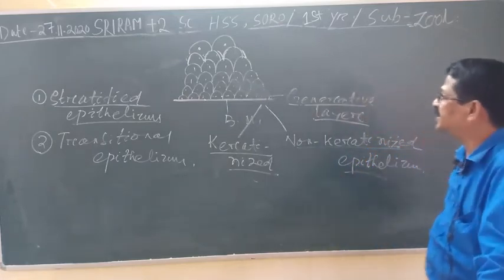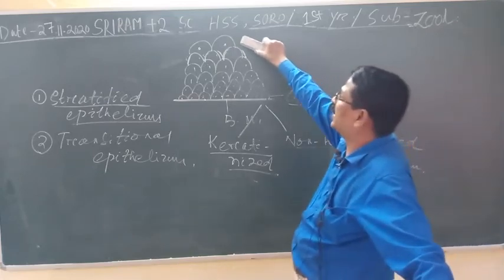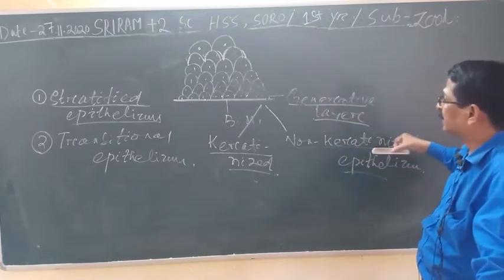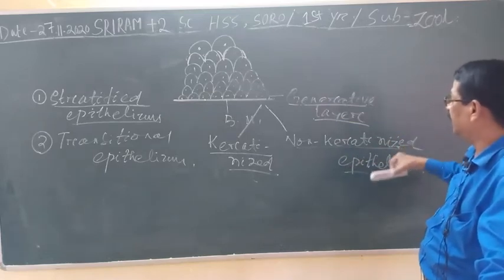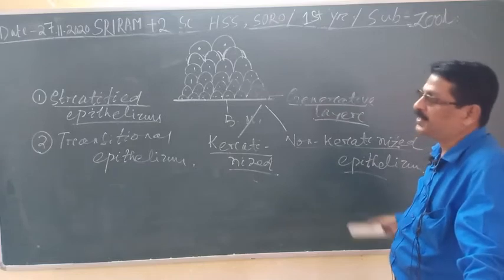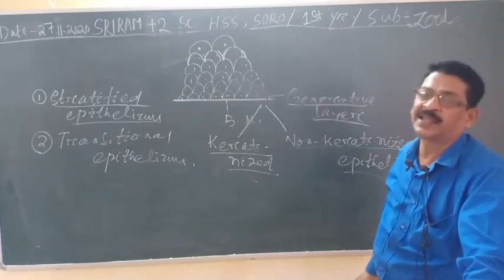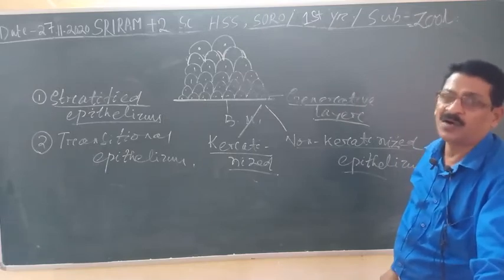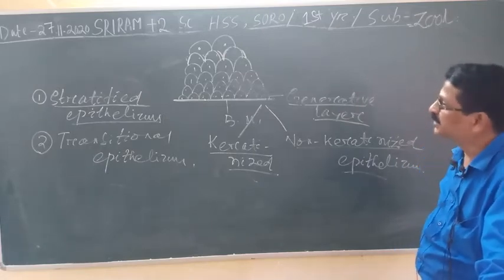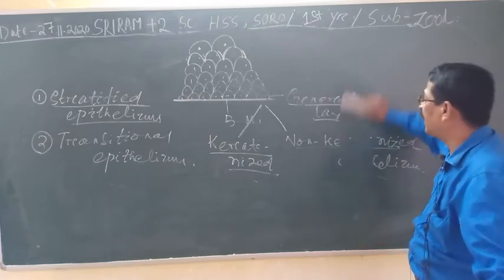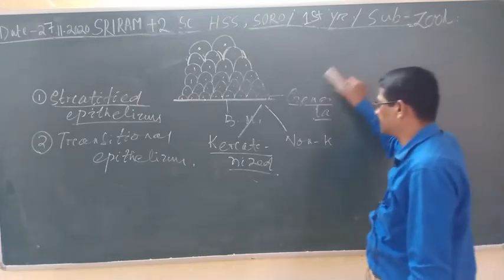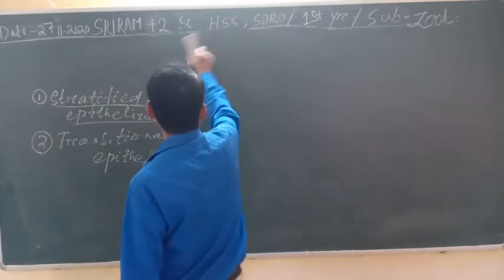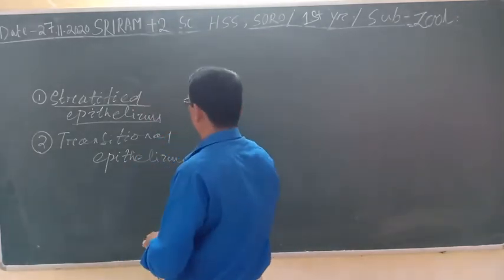In non-keratinized, the outer layers of the stratified epithelium do not contain keratin. So it is found on wet surfaces like your tongue, the inner layer of the buccal cavity, and the inner lining of the vagina. So this is all about the stratified epithelium. Now you come to the next, called the transitional epithelium.